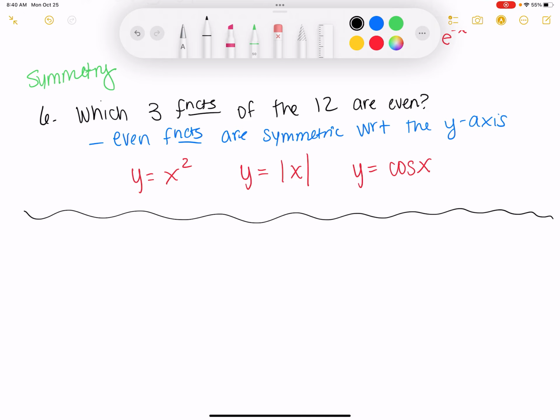Alright, number 14. It says the function whose domain consists of all non-negative real numbers. Y equals 1 over x. Wait a second. Wait, okay, so what? I looked at 15. We're on 14. My bad.